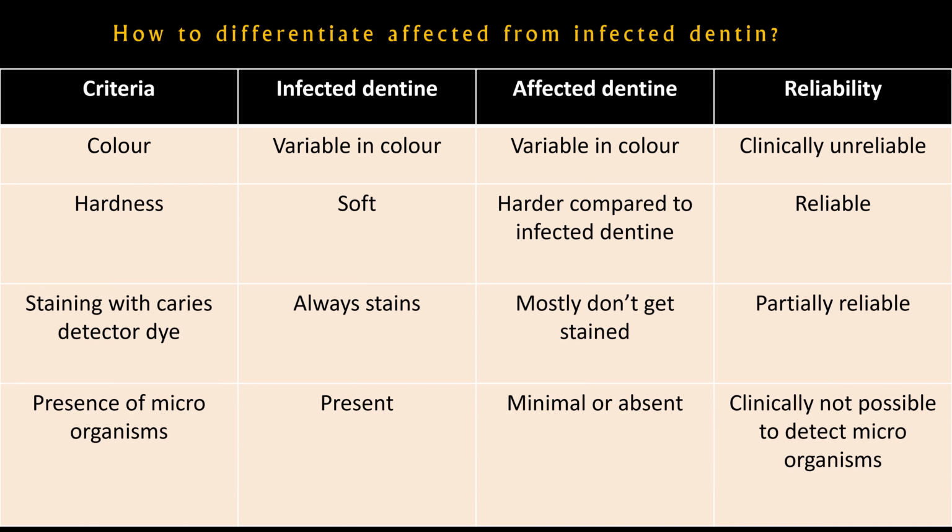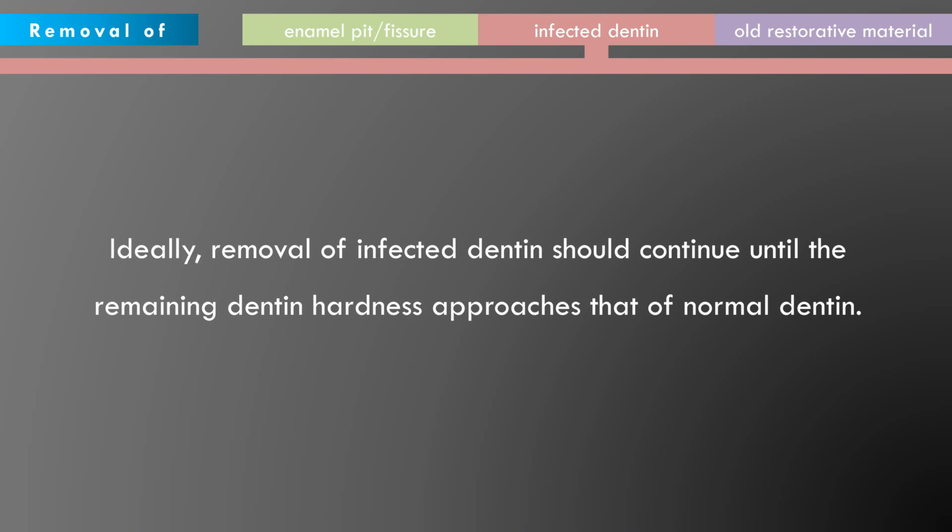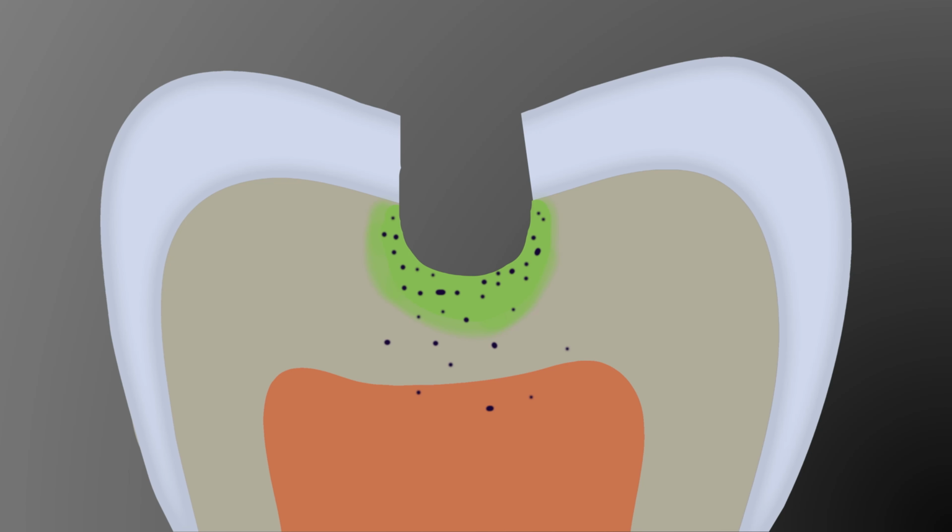So that is not clinically very reliable. Ideally, removal of the infected dentin should continue until the remaining dentin hardness approaches that of the normal dentin while we are excavating with a sharp spoon excavator.